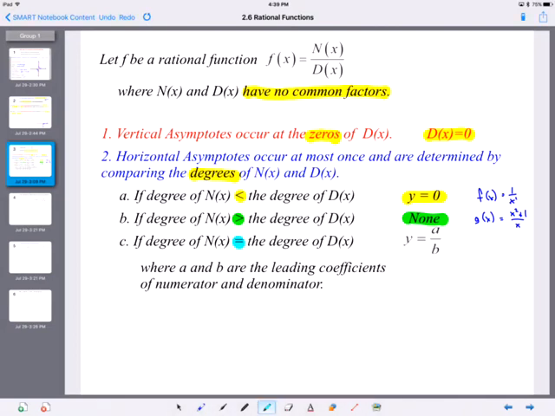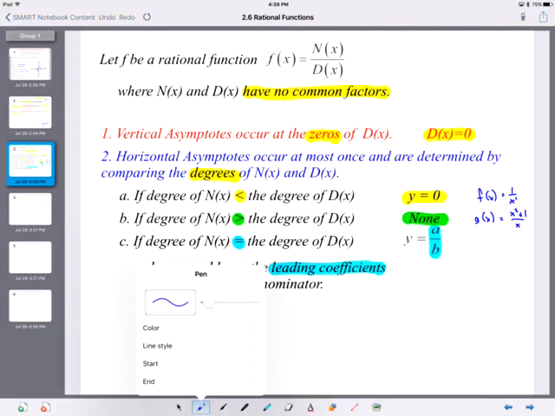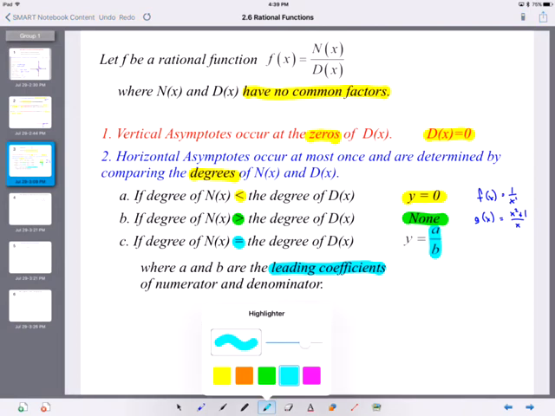And if they're equivalent, then what we're going to do is divide by this a and b. But what is this a and b? The a and b are the leading coefficients of the numerator and denominator. So I'll highlight this to make sure. The a is the leading coefficient of the numerator, and the b is the leading coefficient of the denominator.